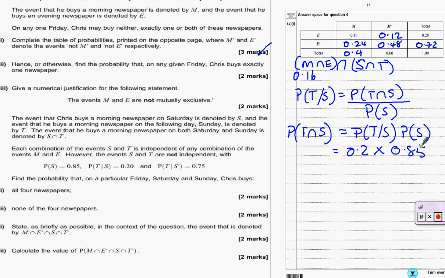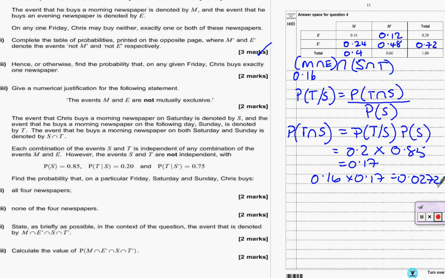So the probability of all of them is the 0.16 times the answer to this, which is 0.17, because they're independent, so you're multiplying. So 0.16 times 0.17 is 0.0272. Okay, then none of them.